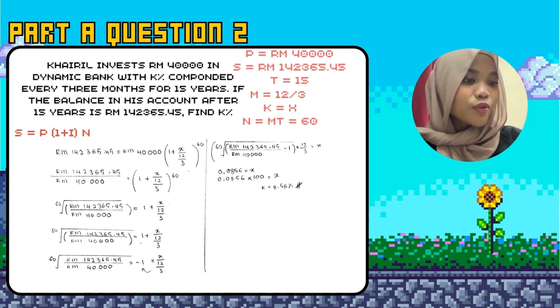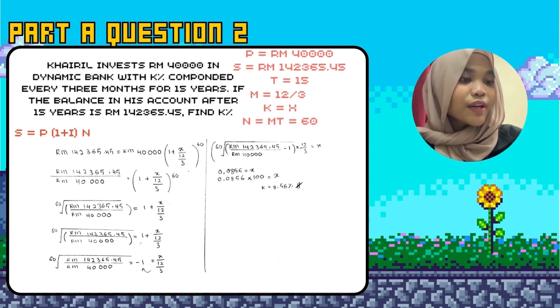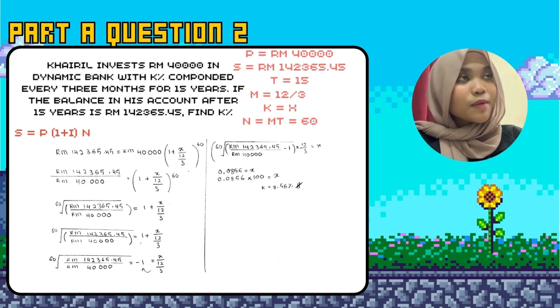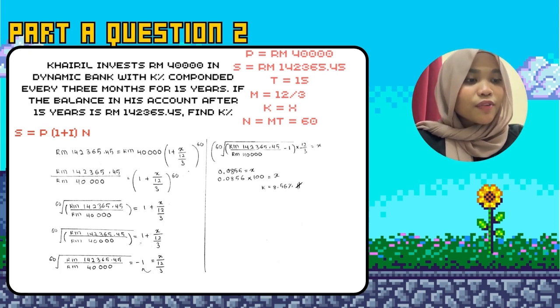142,365.45 over 40,000. Closing the bracket times 12 over 3 equals X. 0.0855 equals X. Change it into percent, we have to times it with 100. 0.0856 times 100, we will get 8.56. K would be 8.56%.